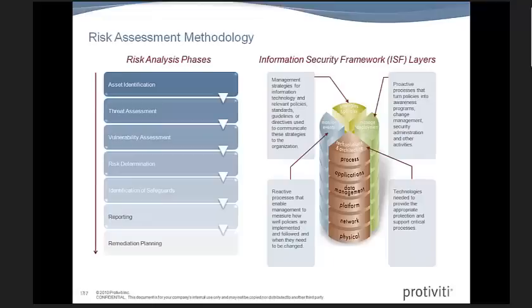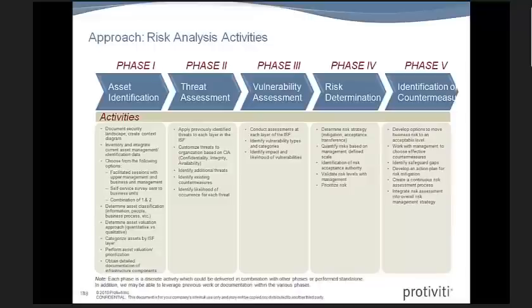So the first thing you do in a risk assessment process, if you look at the left there, is identify your assets and go through a process where you assess the threat and the vulnerabilities, do a risk determination, identify safeguards, report it, and then have a remediation plan. Once you start in this process, it takes you to the next phase, which is this risk analysis activity. And you could see under each one of these, there are a series of activities that would be involved in achieving this analysis. Again, I'm not going to spend much time on this, but you can look at this at your leisure.